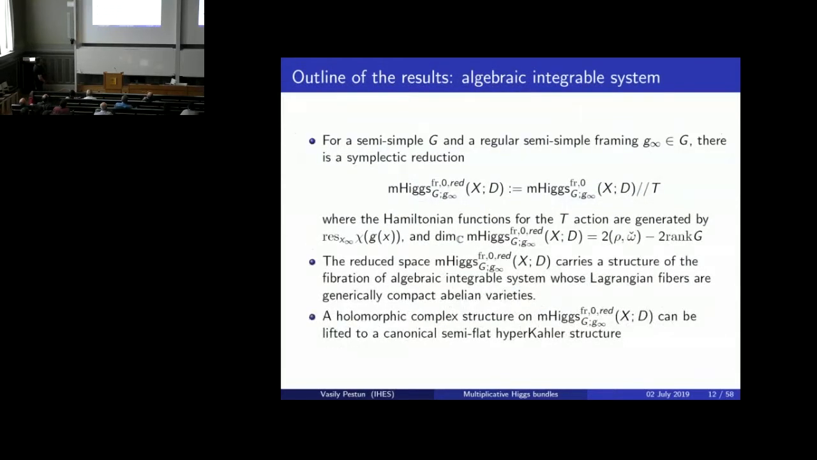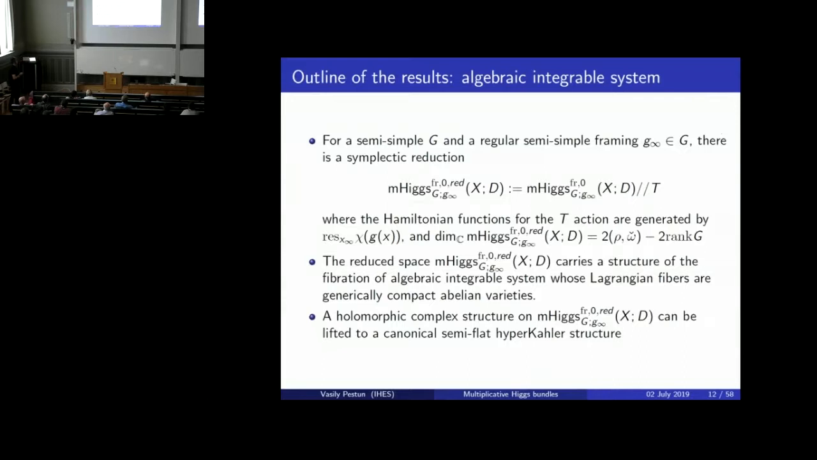So the next point is that if we assume some conditions on G and the framing, like a semi-simple condition, then there is a symplectic reduction of the multiplicative Higgs bundles, of this symplectic variety, by the action of the maximal torus of the gauge group. We denote it like that; T is the maximal torus. And the Hamiltonian functions for the action of this maximal torus are generated by the residues of the Hamiltonian functions at infinity. So the dimension of the reduced space is naturally obtained by subtracting twice the rank of G.